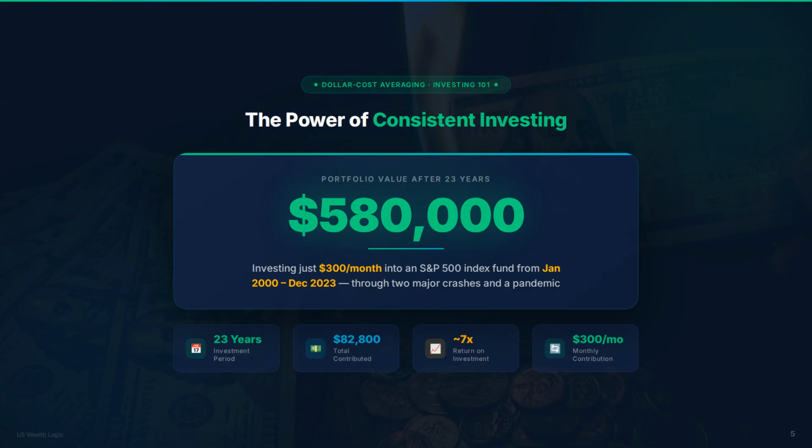Not picking the right stock. Not timing the bottom. Just showing up every single month with the same amount. That number is historically grounded. Past performance doesn't guarantee future results, but it illustrates what disciplined, long-term DCA can look like.